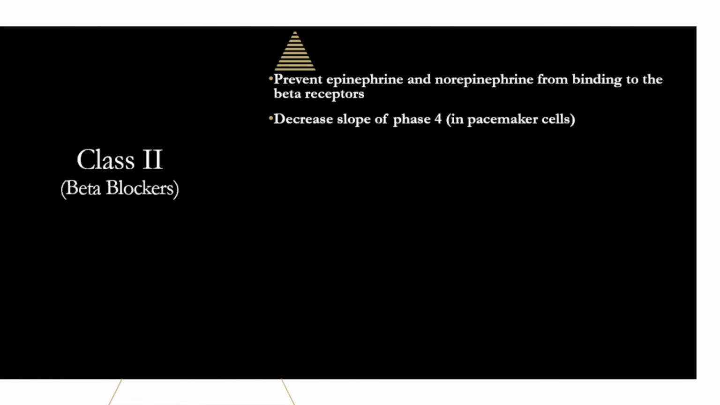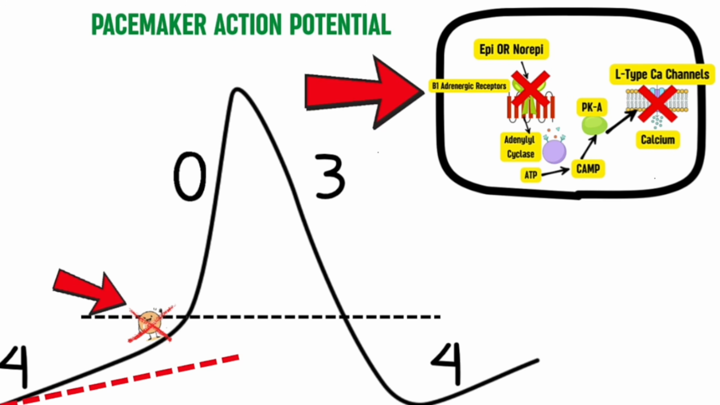Now, beta blockers also have effects on non-pacemaker cells like cardiomyocytes, and in these cells, by decreasing calcium influx, they decrease cardiac contractility, decreasing oxygen demand for these cells. So this is a lot of info, but here's the simple recap of what you should know in a few words. Beta blockers stop epi and norepi from binding, which indirectly decreases calcium influx, flattening our phase 4 slope.